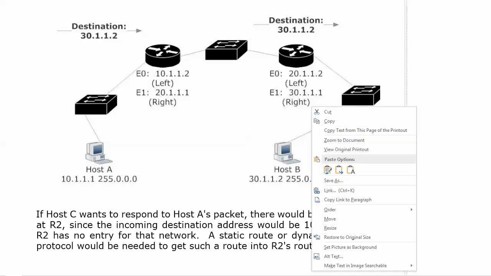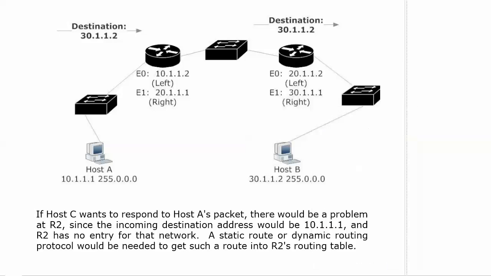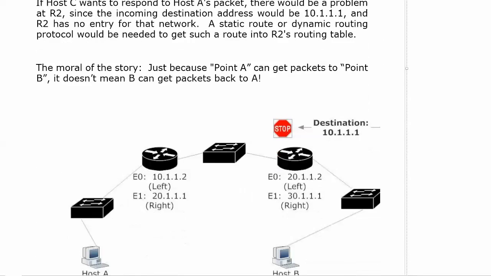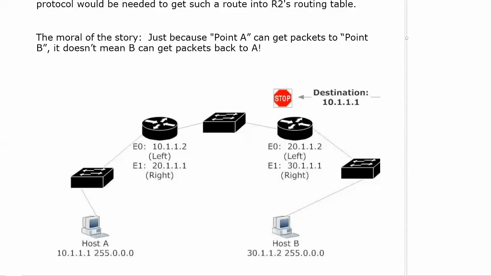And I see this as host C will respond to host A. I'll change that and make it host B. But if host B wants to respond to host A's packet, there's going to be a problem at router 2. And why? Because the incoming packet coming back from B, if we're going from B to A, the destination IP address is going to be 10.1.1.1.